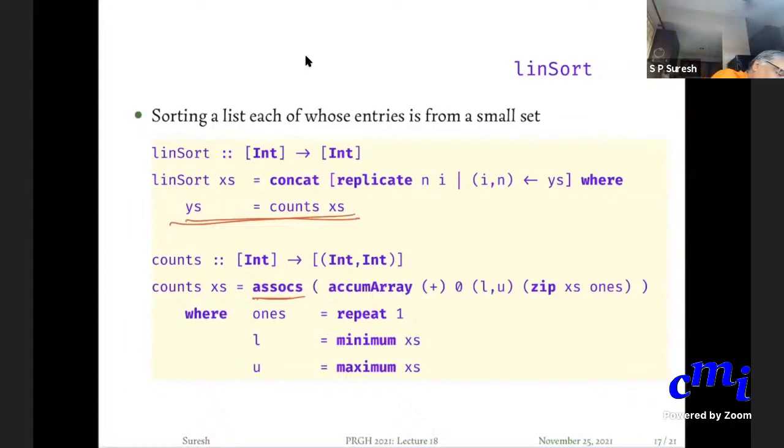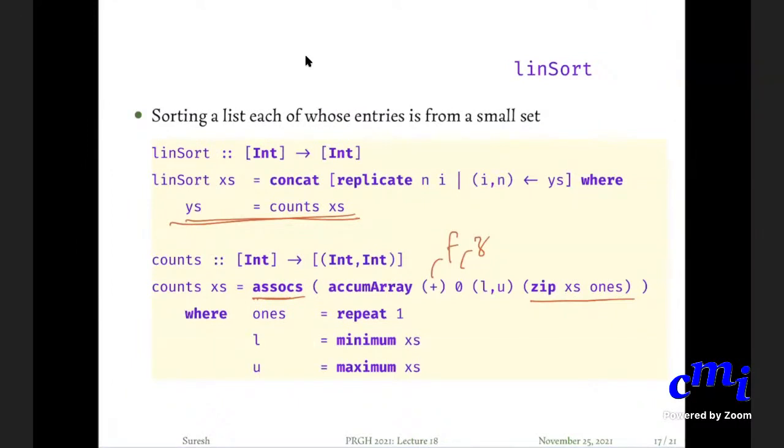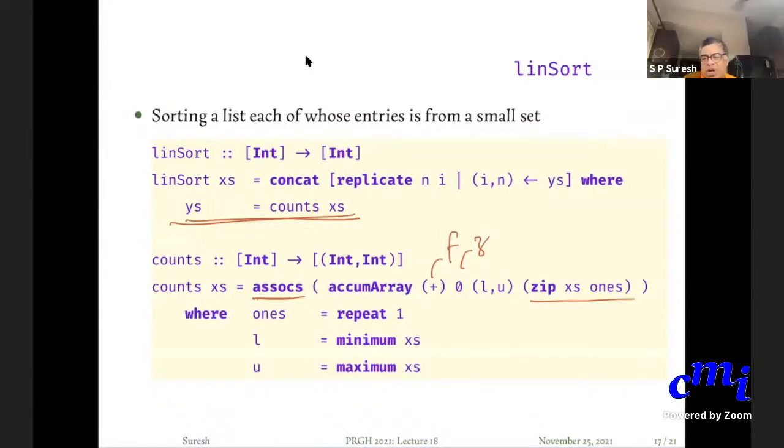Your accumulate is installing. This is your F, this is your Z, and this is your list. So for every value you put a 1 next to it, and as you encounter every element, you just add the thing next to it to the already present value. So that's it basically. Accumulate will produce the list of counts, from which you can produce a sort.